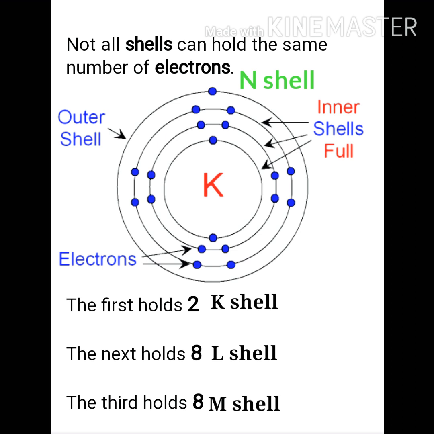N shell, right? The last electron will go in the N shell. So there are altogether 4 shells, K, L, M, N, in which the electrons will be filled for potassium.